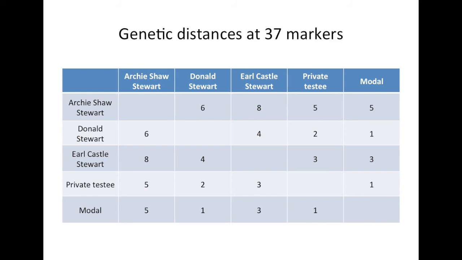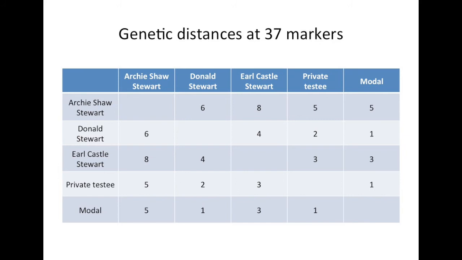He had the documented lineage also back to Walter Stewart, who fought at the Battle of Bannockburn. He doesn't want to be named. So Archie had a genetic distance of 5 from the private testee, 6 from Donald Stewart, and as much as 8 from Earl Castle Stewart.